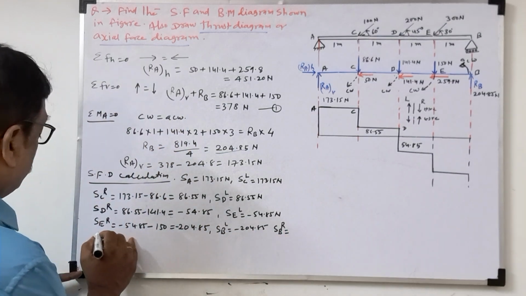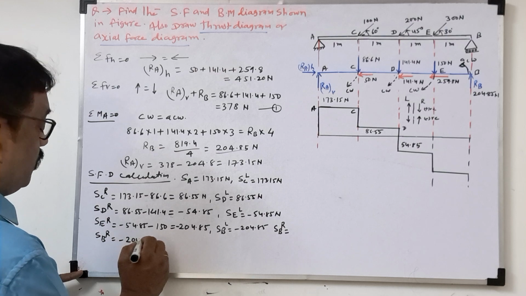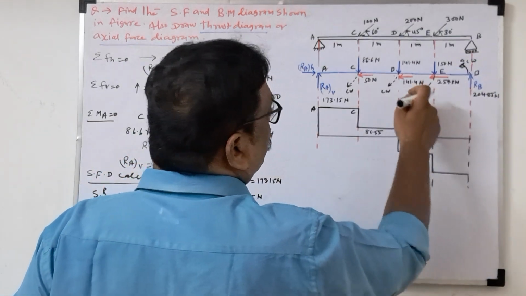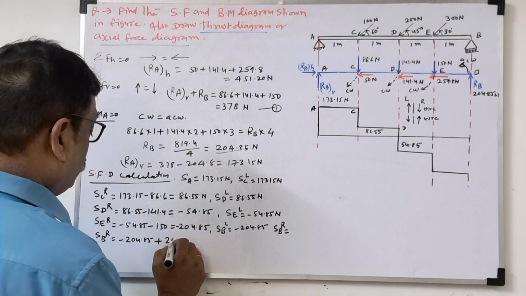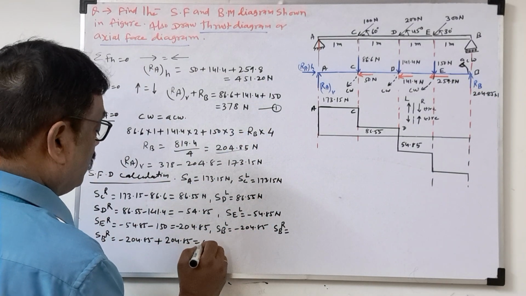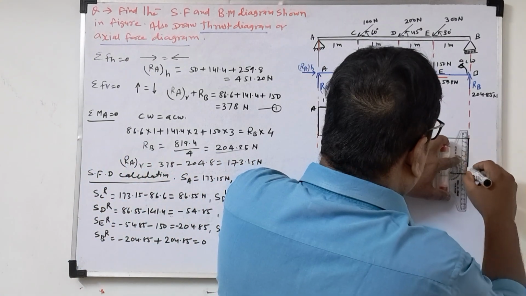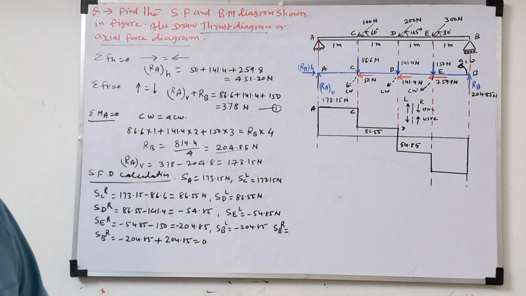But if you write SBR, it will come 0. Okay, I will write one more instance. SBR, what will come? Minus 204.85 plus, because of the upward force on the left side we are taking, 204.85 plus 204.85 equals 0. So now we'll join this. This way we know the shear force diagram.